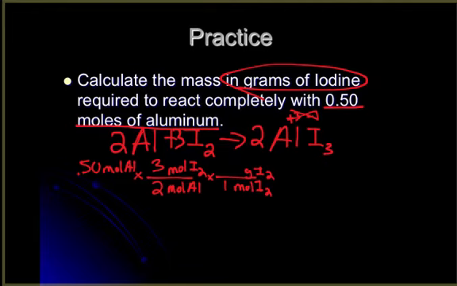Mole is always 1 when I go moles to grams. And now I need to find the molar mass of I2. Each I is 126.9. Multiply it by 2, we're going to get 253.8.